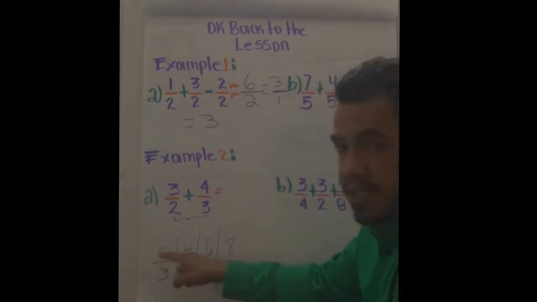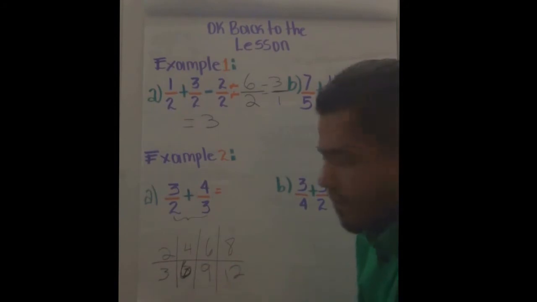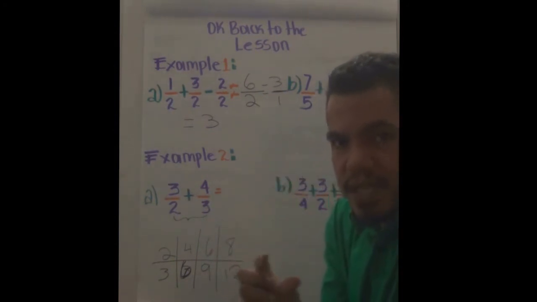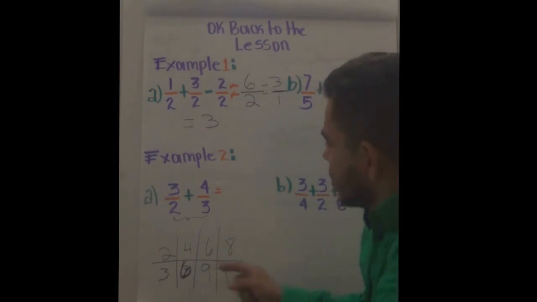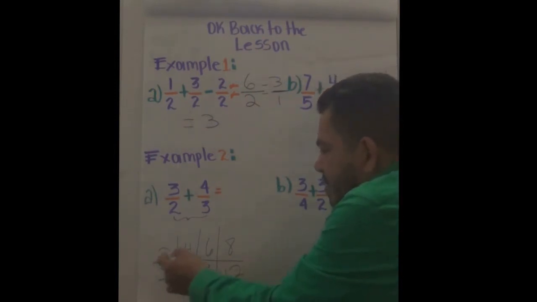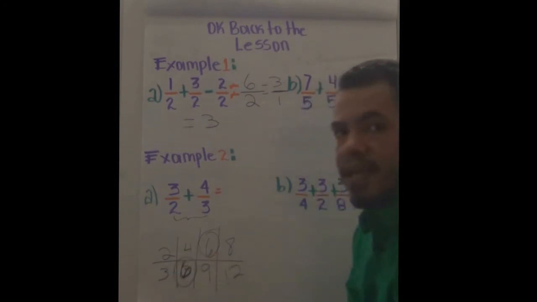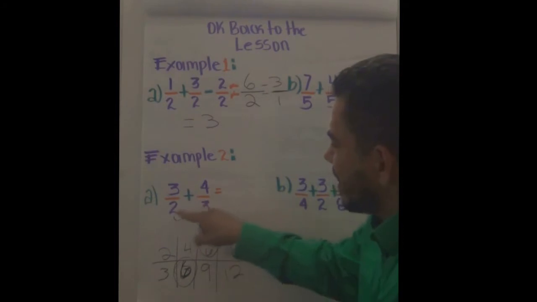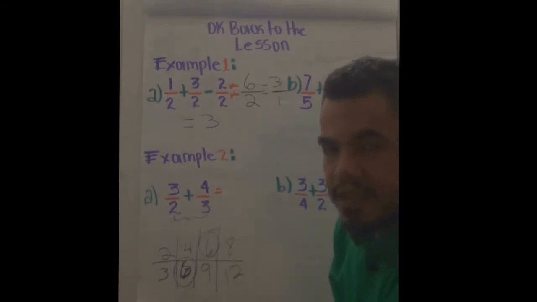I know that 2 times 6 is 12. I know that 3 times 4 is 12. They both have 12 in common. But that's not the idea here. The idea is to have the smallest number that they have in common on the times tables. So let's see. 2 times 3 is 6. 3 times 2 is 6. Aha, I found it. So that means that I can make these two denominators 6's.